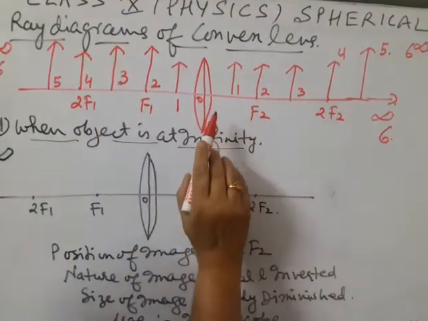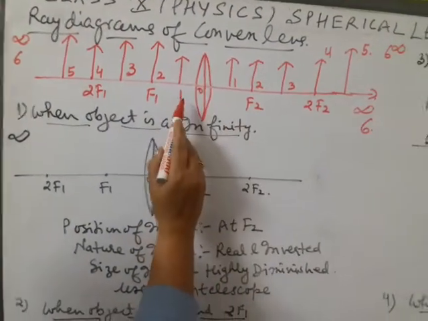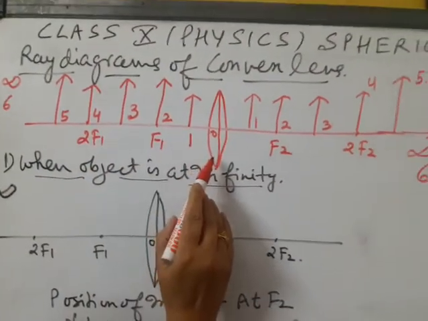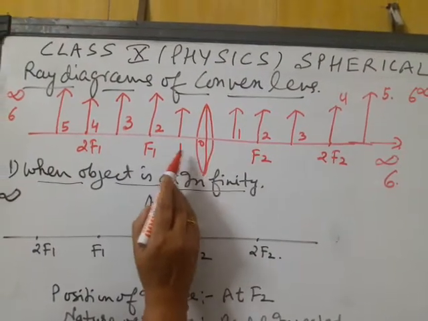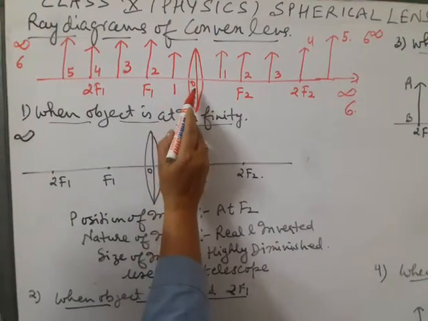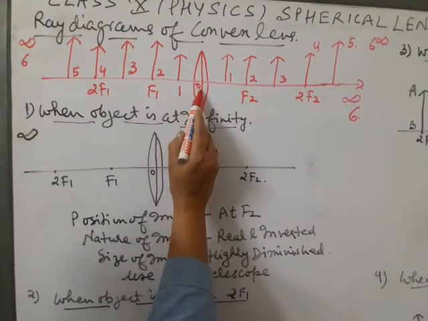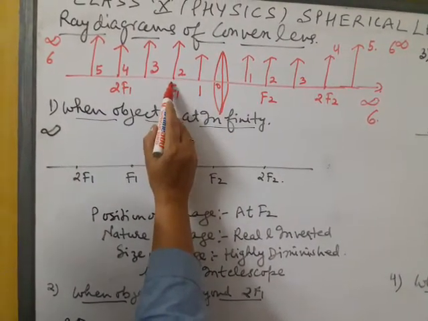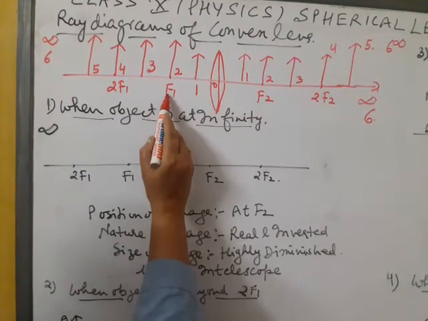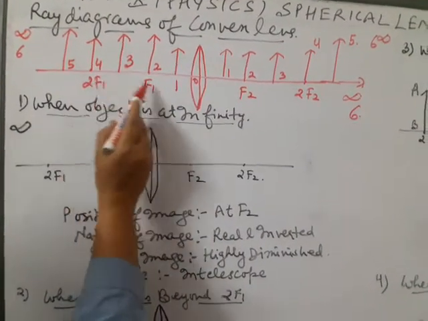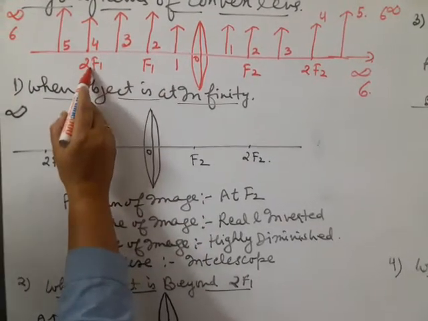of convex lens. I have drawn different positions of object in front of convex lens. I have given position 1 when the object is between optical center and F1. Number 2 I have given when object is at F1. Number 3 when object is between F1 and 2F1.